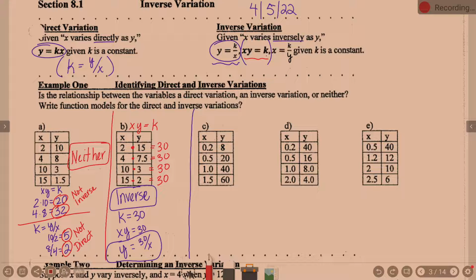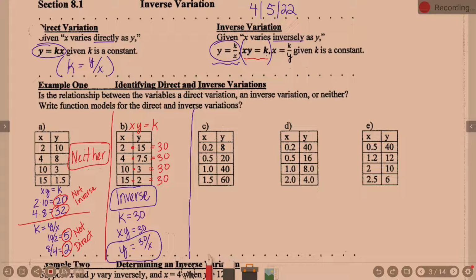Okay. Definitely not inverse, I agree, because they're not multiplying. If I do 0.2 times 8, I get 1.6. If I do 0.5 times 20, I get 10. So right off the bat, they're not multiplying to be the same number, so they're not inverse variation. Do they divide to be the same number?